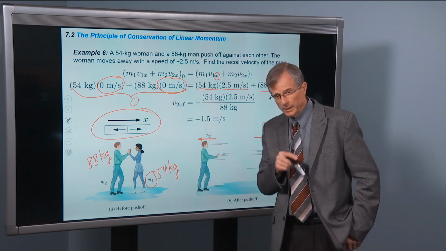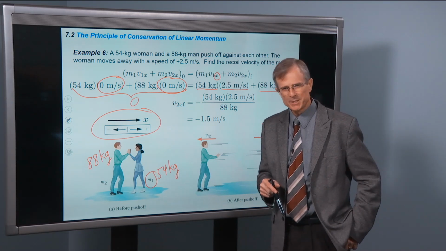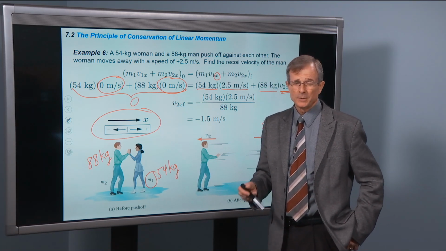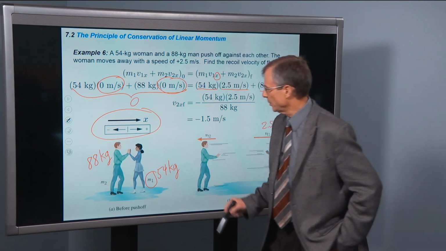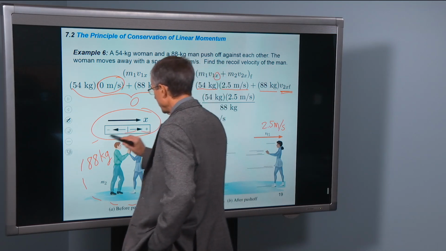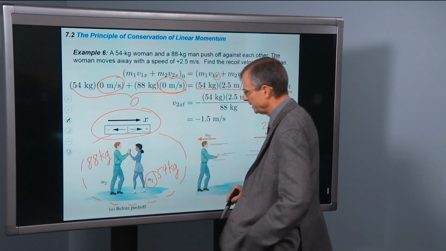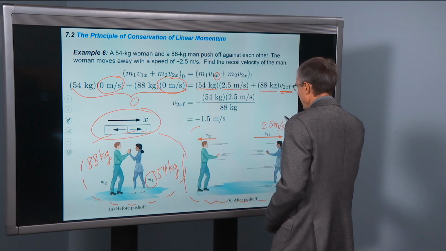So let's be clear about what our system is in this case. And I think you're getting the hang of it right now. You might say, well, Dr. Edwards, I probably want to include the man and the woman in my system. And I say, you're right. That's what you want to do. So here's the system. We've drawn a dotted line around it. It includes the man and the woman. Here's before the push-off, and here's my system after the push-off.